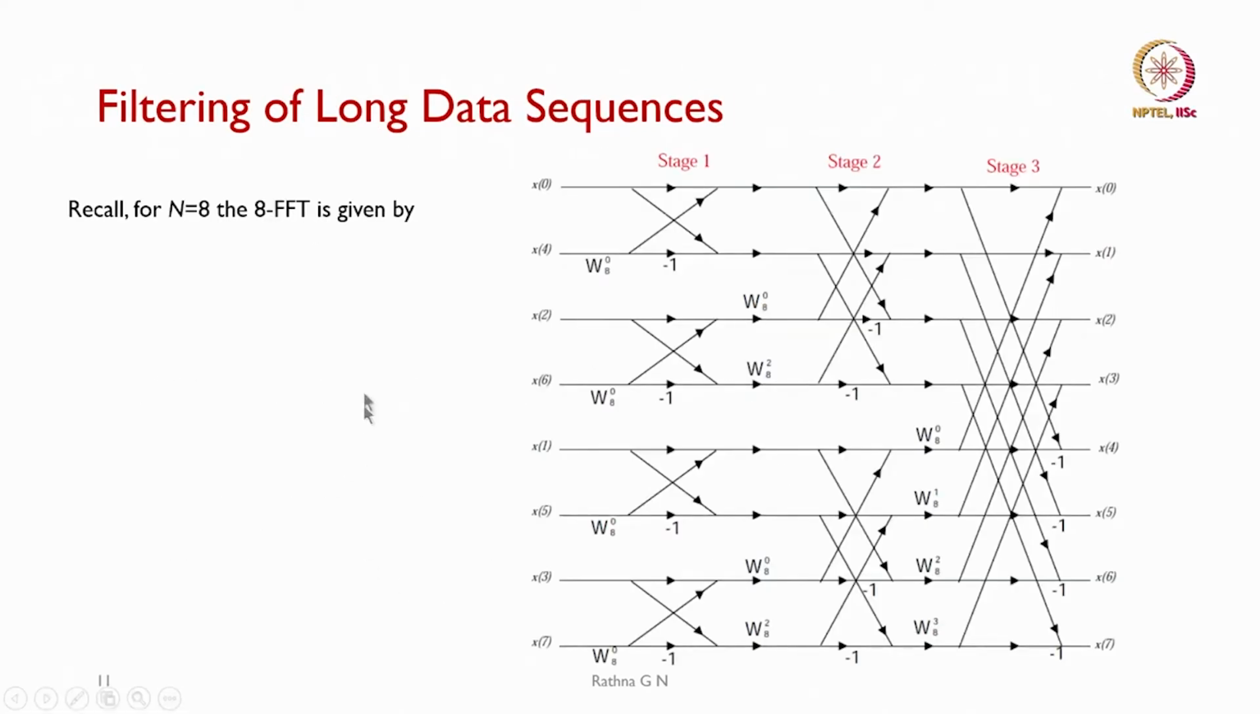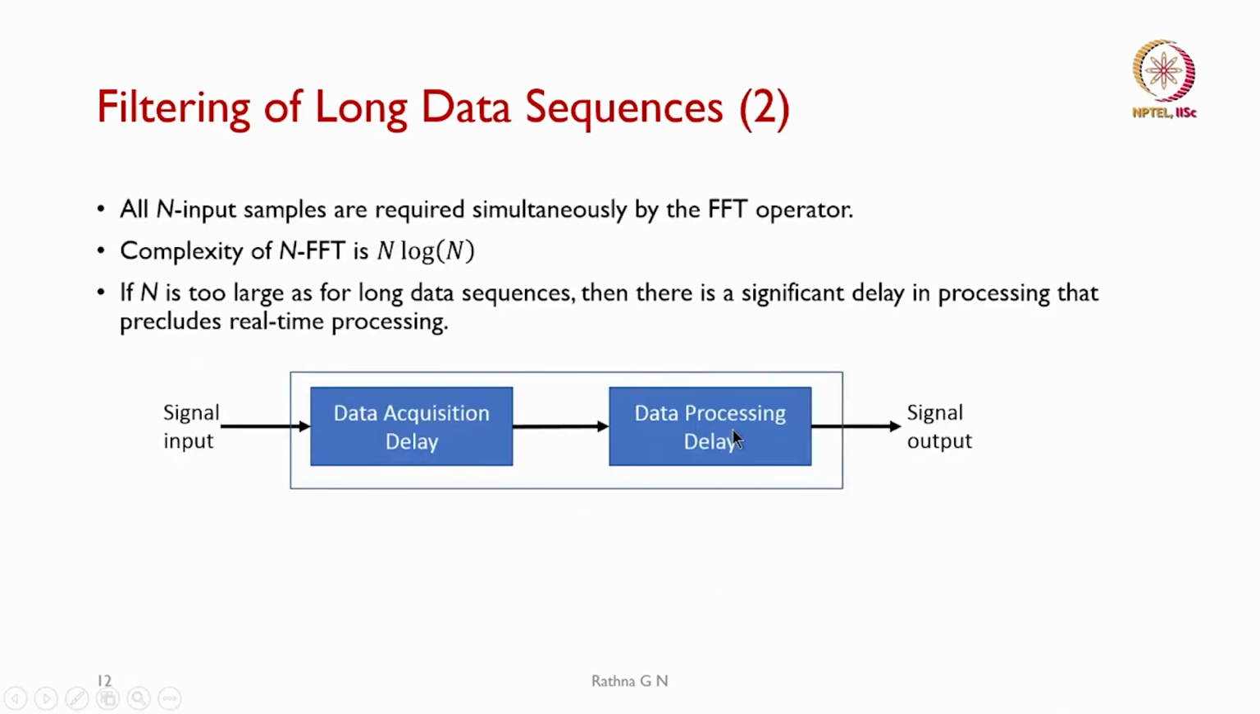Now, how are we going to use the FFT for filtering of a long data sequence? As we have already discussed, with n equal to 8, the 8-point FFT is given by this butterfly structure. If it is 16 you can extend it, and 32 and so on. It is easy to write for n equal to 8, which we can use.